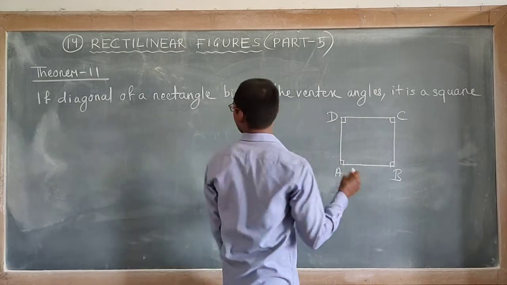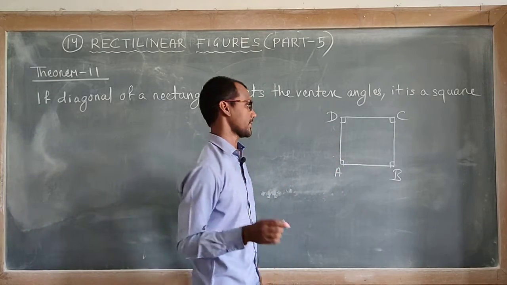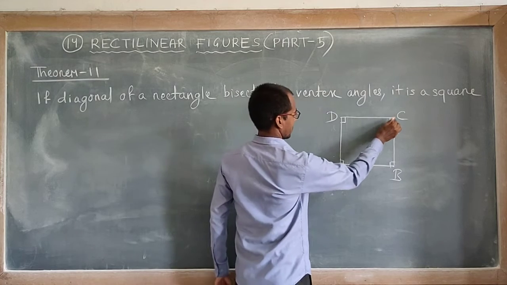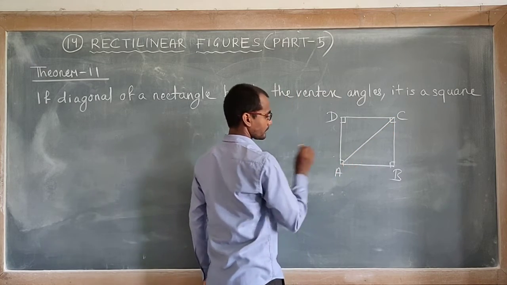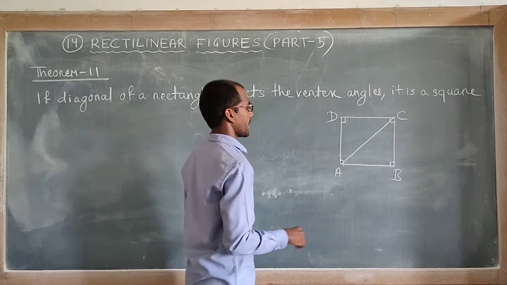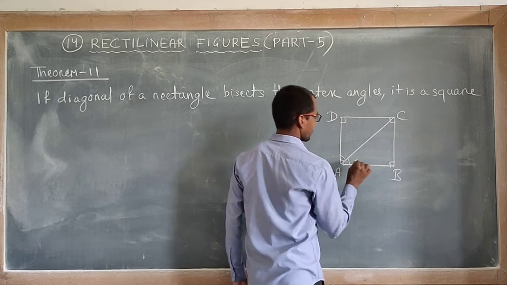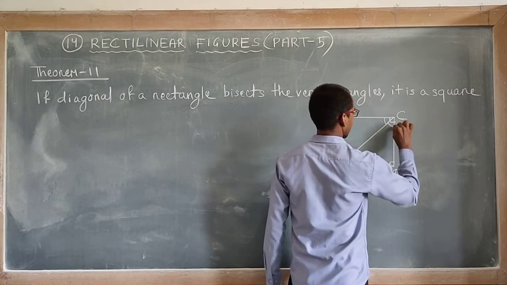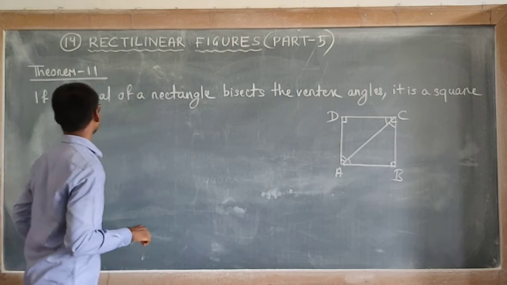Then if diagonal, both diagonals we don't need, one diagonal is sufficient. Let us draw AC. Suppose it is given that it bisects the vertex angles. Okay, this is equal to this and this is equal to this. Okay, we will prove that it is a square.